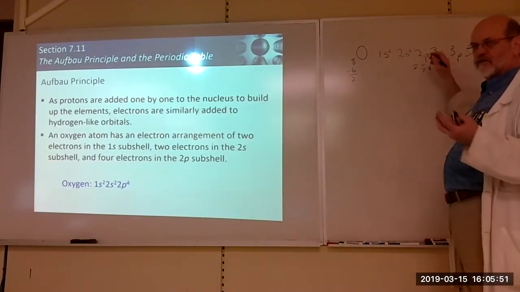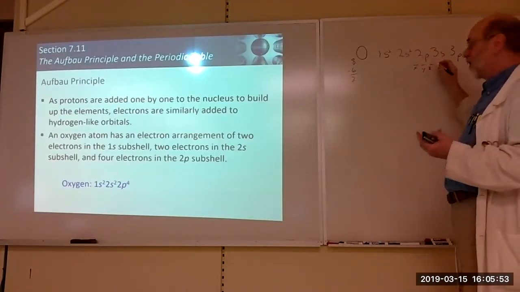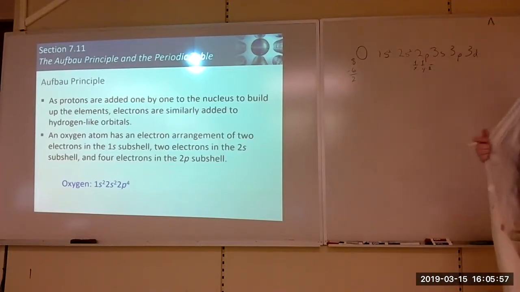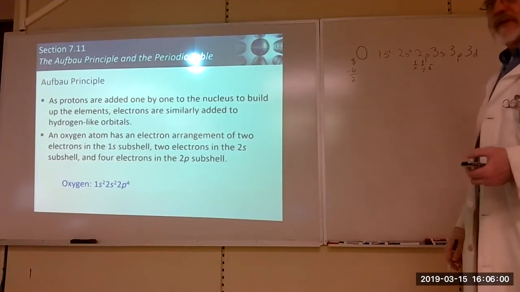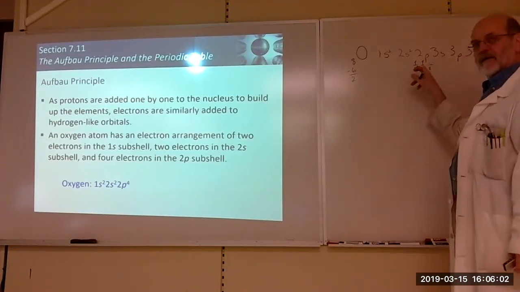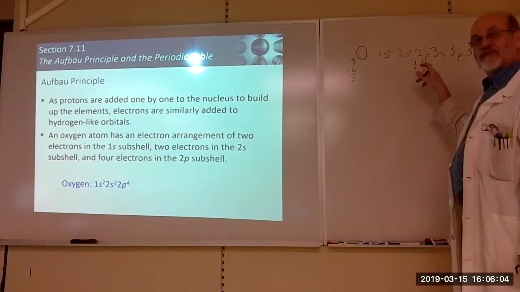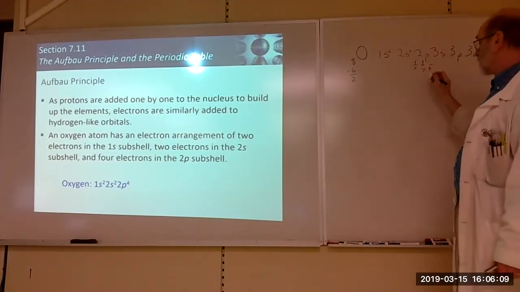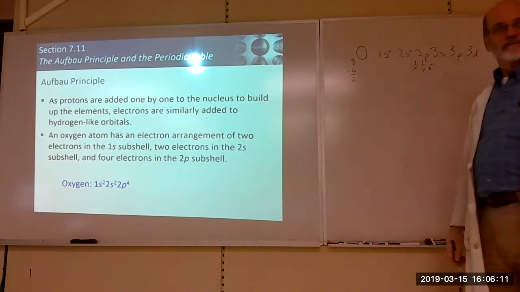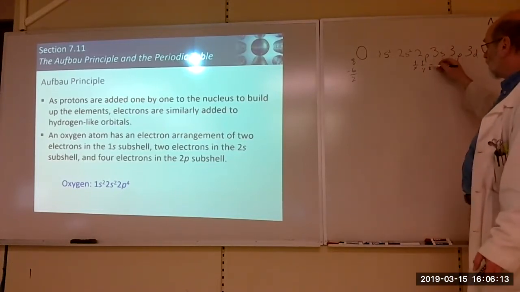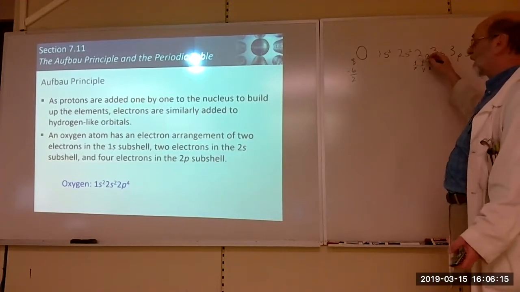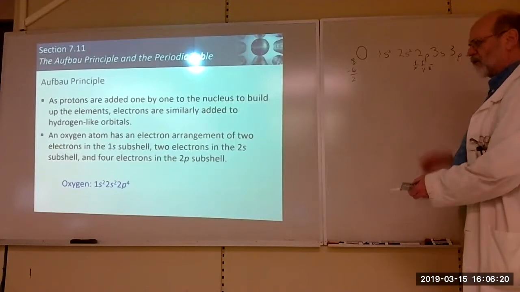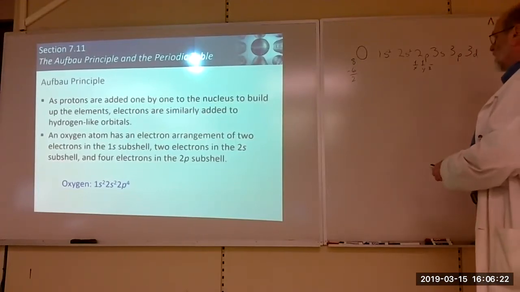Well, I usually draw them with a single barbed arrow. Hund's rule says you can't put them in there, even with opposite spins, until you fill up all the orbitals in that sublevel. So you have one, two, that's it. If we had more, then we could put another one here, and if we had another one, then it'd go back in here, opposite spin. That's Hund's rule. I don't know if it's up there yet. Maybe it's coming. So that's oxygen.